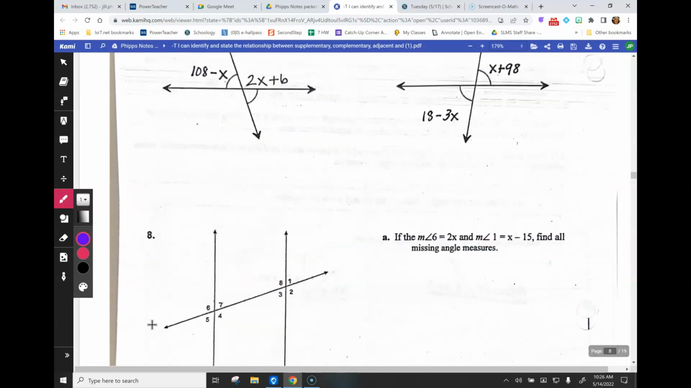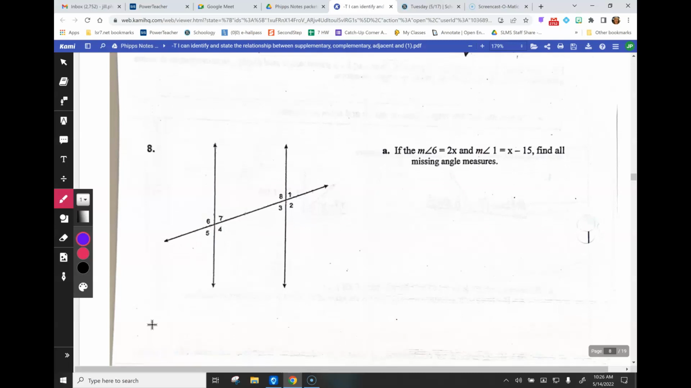6 and 7, okay? Now, number 8 talks about using parallel lines. So the first thing you're going to do is write in there what we know. We know that angle 6 is 2x. We know that angle 1 is x minus 15. Okay, now, do we have enough information to find x? Because it says find all the missing angle measures. So what we're going to do is find x somehow. We're going to figure out what those angles are. We're going to find x. Then we're going to plug it in to these two angles, 6 and 1. Once we find 6 and 1, we can find all the other angles.